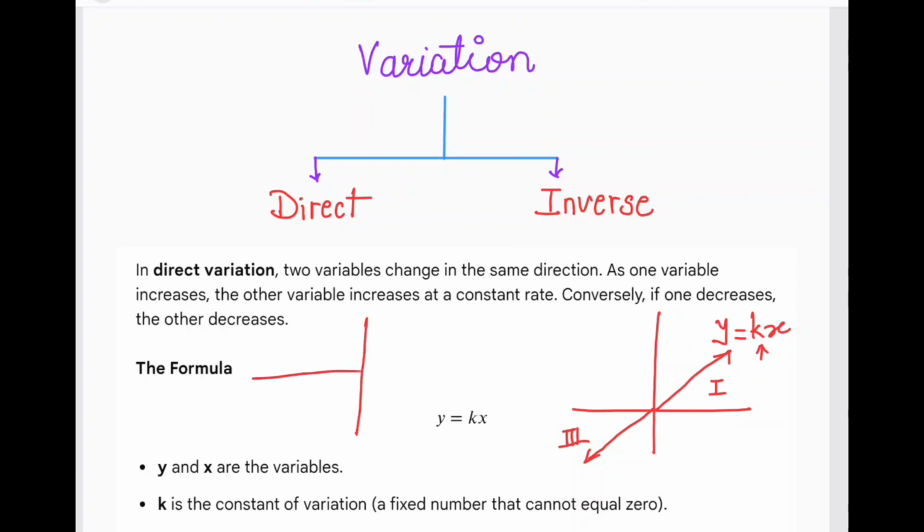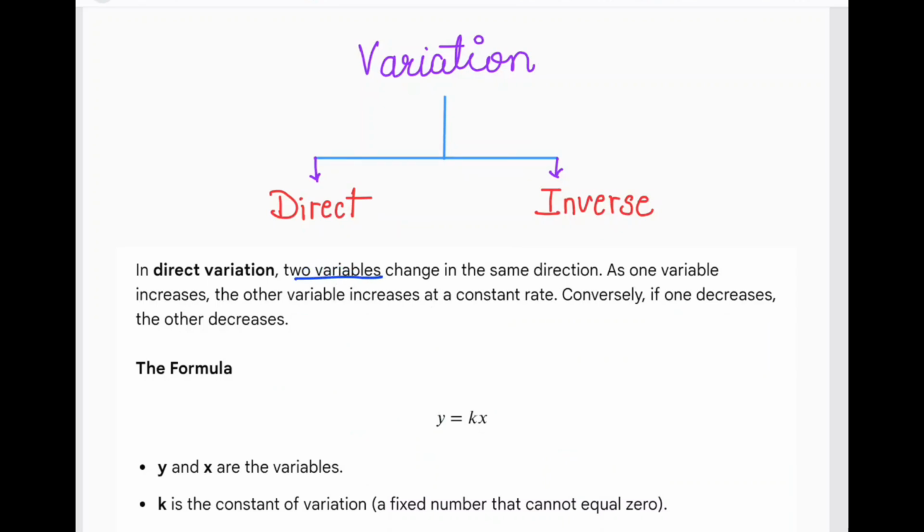Exactly the same, if k is negative, the line will pass through the origin, but y is equal to minus kx. So y is increasing as x is increasing. When decay is there, if y decreases, x also decreases. Two variables, so let x and y be two variables. If x increases, then y also increases. And if x decreases, then y also decreases.